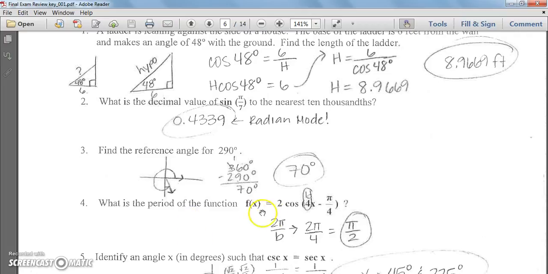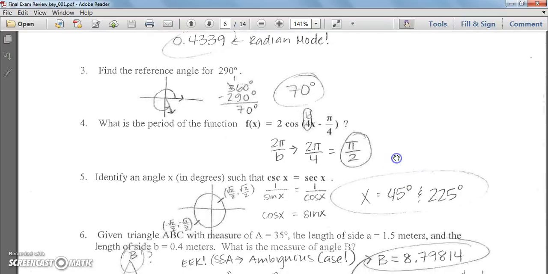What is the period of the function 2 cosine of 4x minus pi over 2? Remember, the period of a function is 2 pi over beta. Beta is b there. That's the b value. It's 4. It's 2 pi over 4. It's pi over 2.